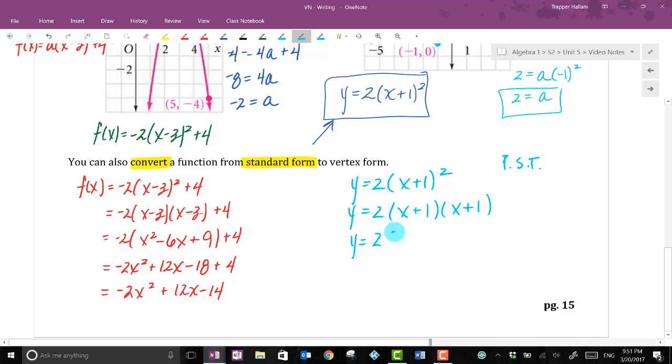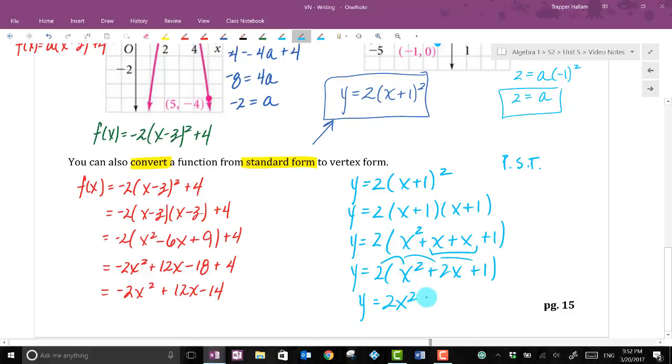X times x then is going to be inside the parentheses, x squared. X times 1 is x. Oops, forgot my square there. And 1 times x is also x, and 1 times 1 is 1. So let's clean that up. We're going to get 2 times x squared plus 2x plus 1, just simplifying these two terms here. And now we're going to go ahead and distribute that 2 to all three terms. So we're going to get y equals 2x squared plus 4x plus 2. And that's what this would look like in standard form.